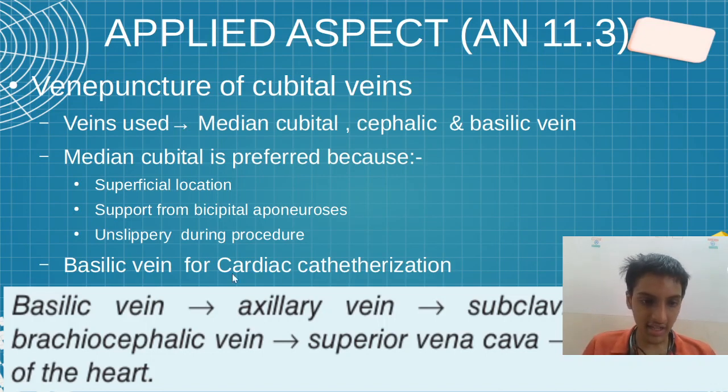And let's see the basilic vein for cardiac catheterization. Here is the schematic view. We have the basilic vein, axillary vein, subclavian vein, then brachiocephalic, SVC as in superior vena cava, right atrium of the heart. This is how it will be.